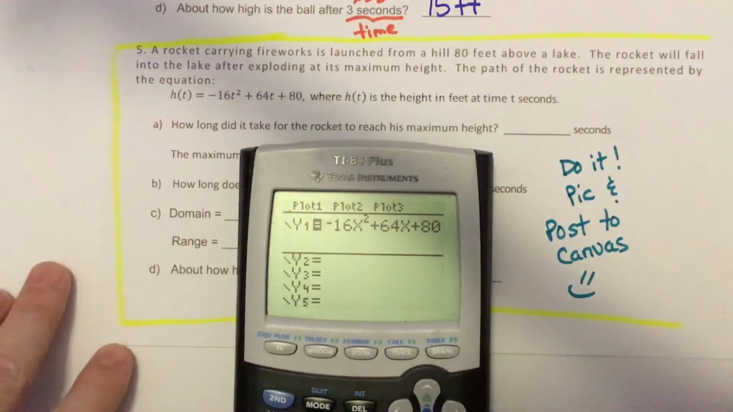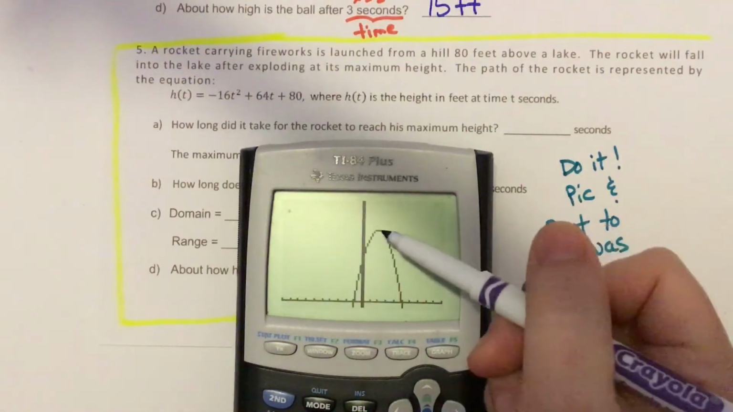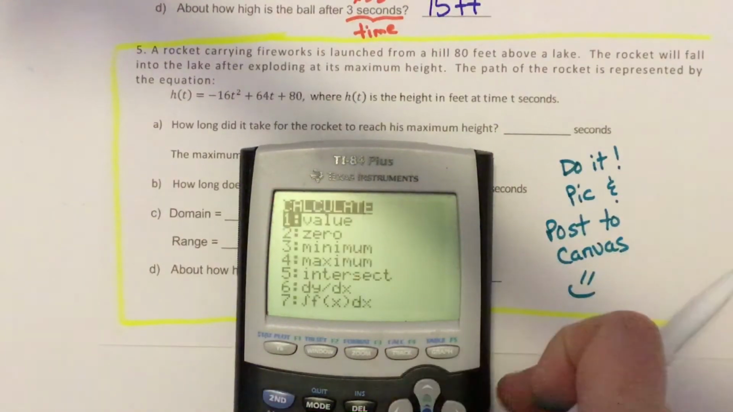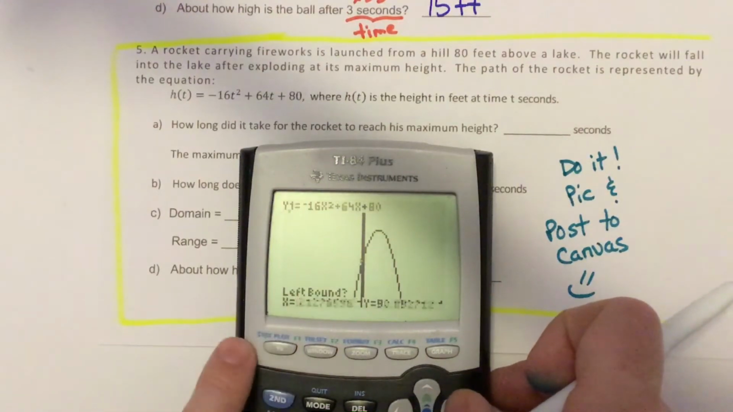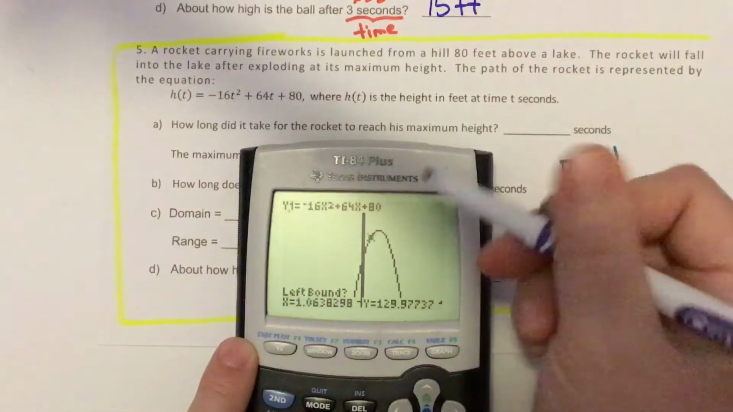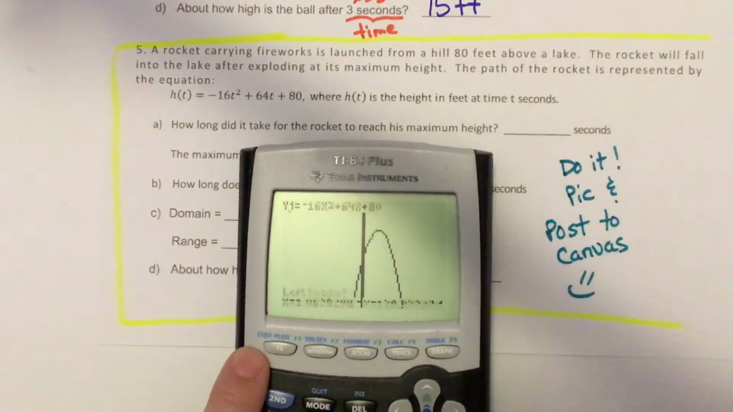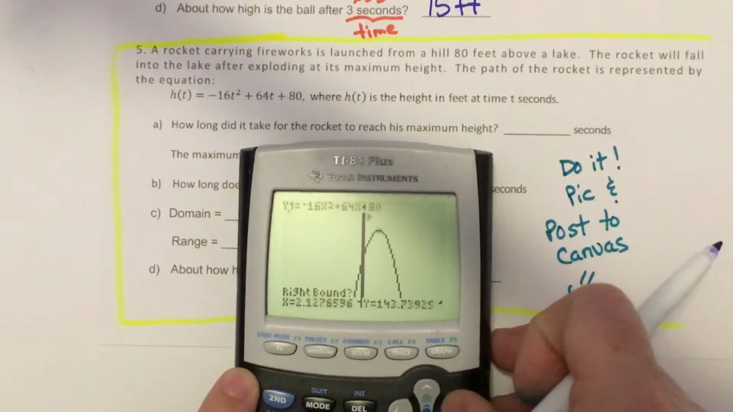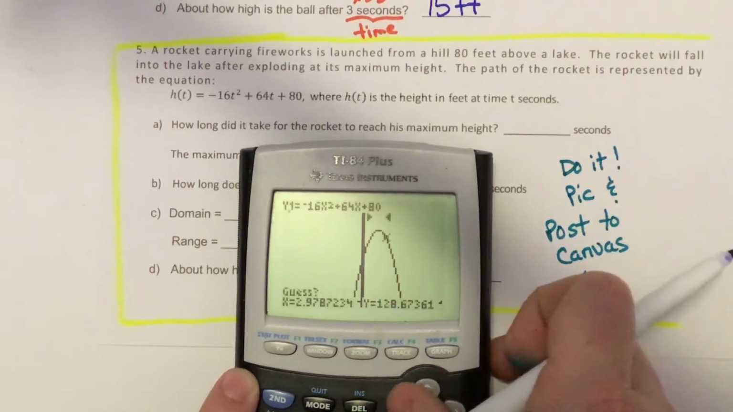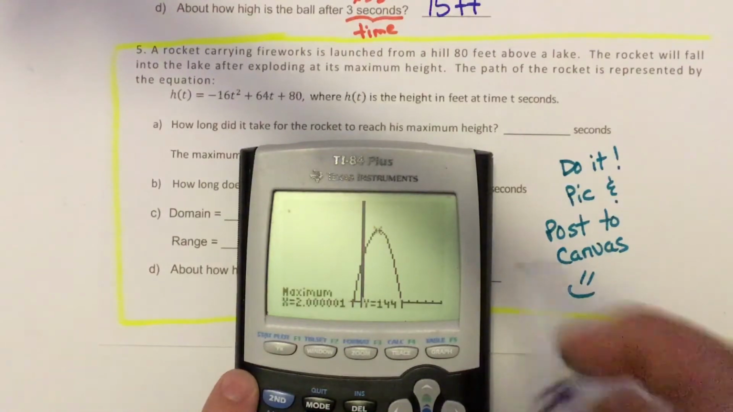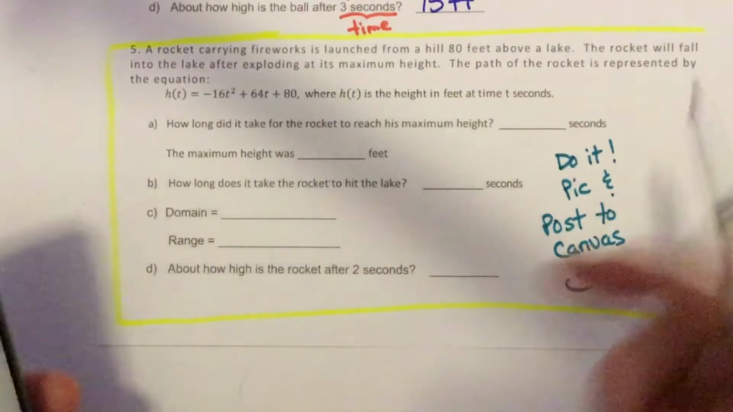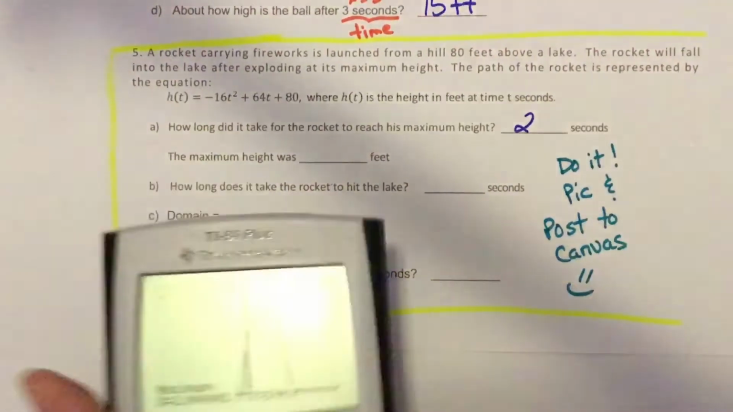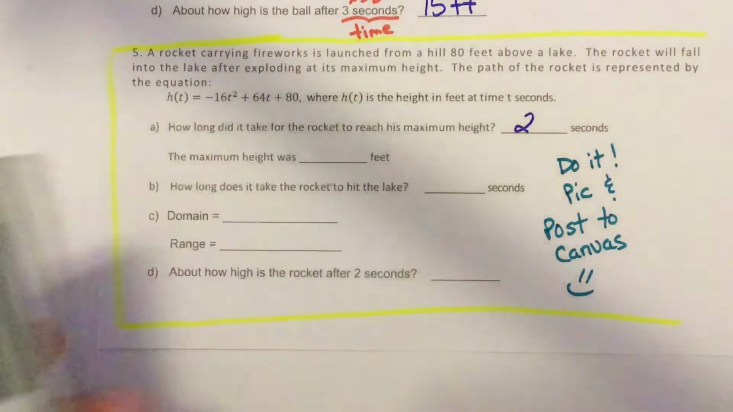The first question wants to know something about maximum height. So I need to know its vertex. So I'm going to go second calc. I'm going to go to maximum, number 4. Left bound, get Mr. Blinky cursor to the left of the vertex, and he is currently to the left, so enter. Right bound, get Mr. Blinky to the right, hit enter. Guess, get Mr. Blinky cursor right where it looks like the vertex is, hit enter. And it looks like 2, 144. Well, 2 is time, so it takes 2 seconds to reach that highest height, which is 144.